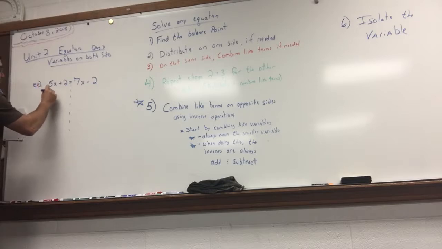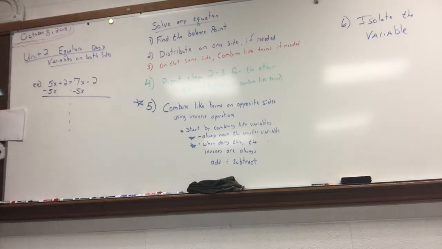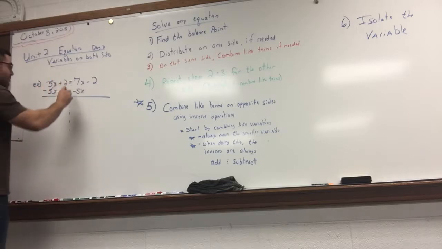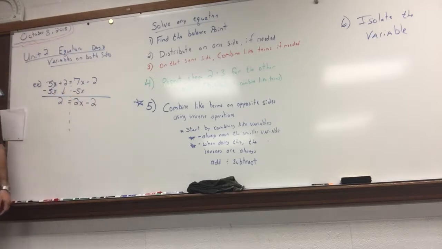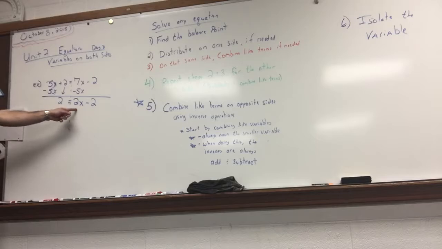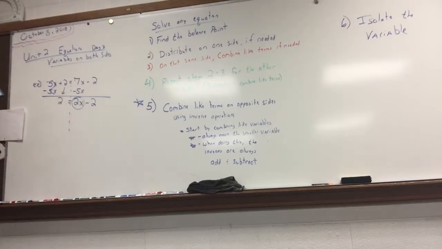So I'm going to subtract 5x from this side and 5x's from this side. Still with me here? 5x minus 5x is 0x's on this side. 2 comes down. But if I took away 5x's from this, I take away 5x's from this. So now I have 2 equals 2x minus 2. Now I'm down to a single term with a variable. Circle it. What do I have to do to get that x by itself?